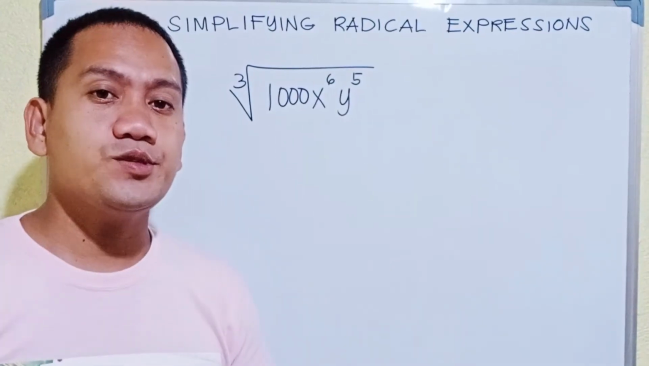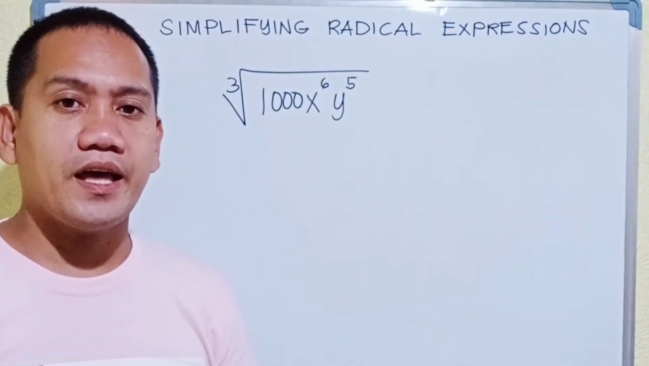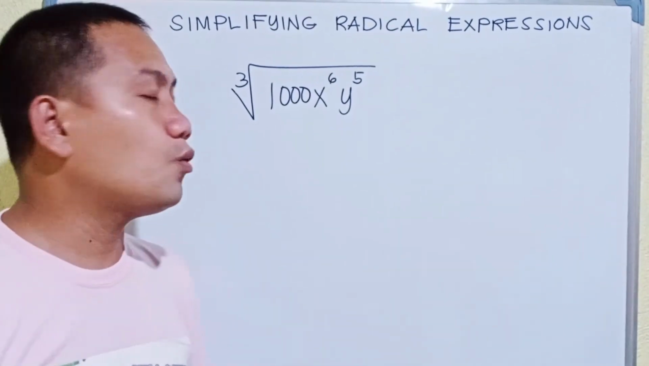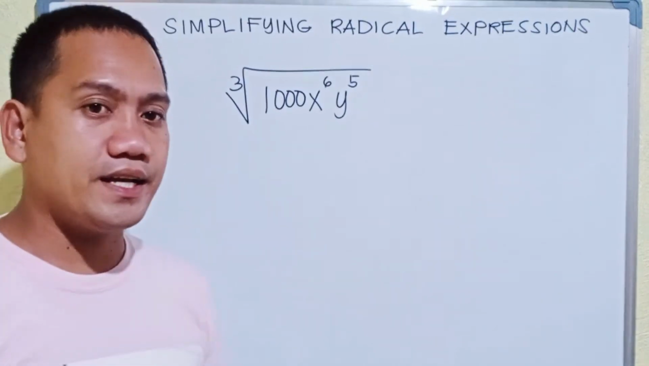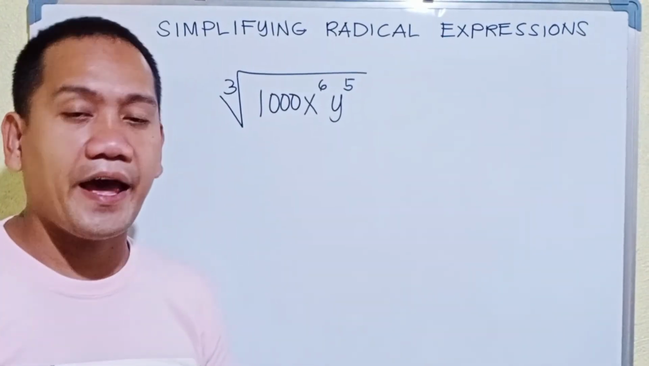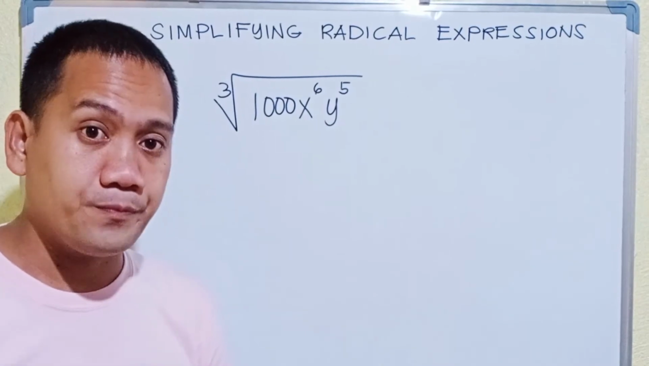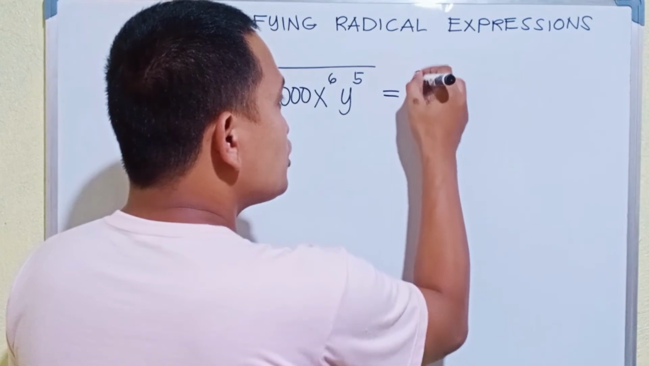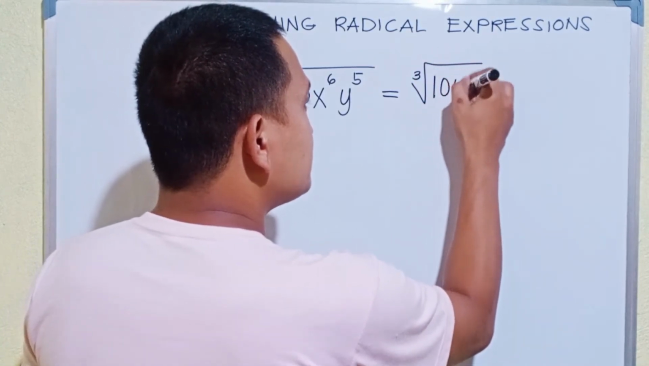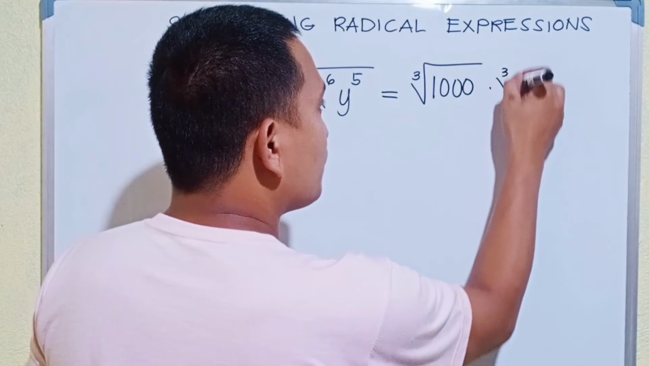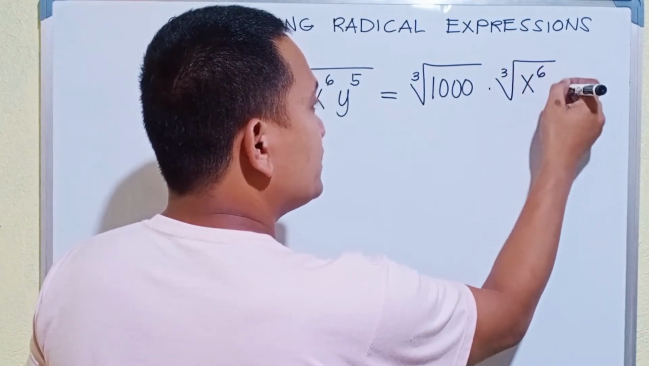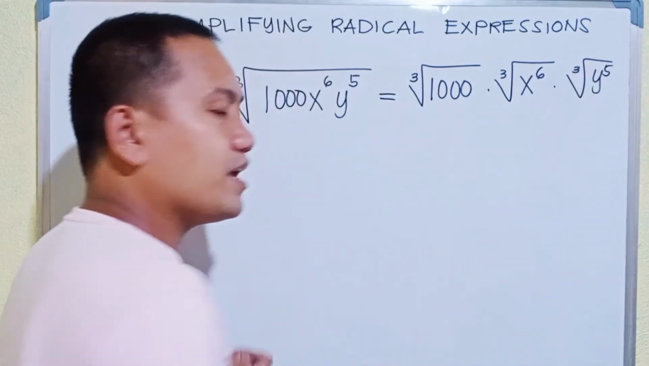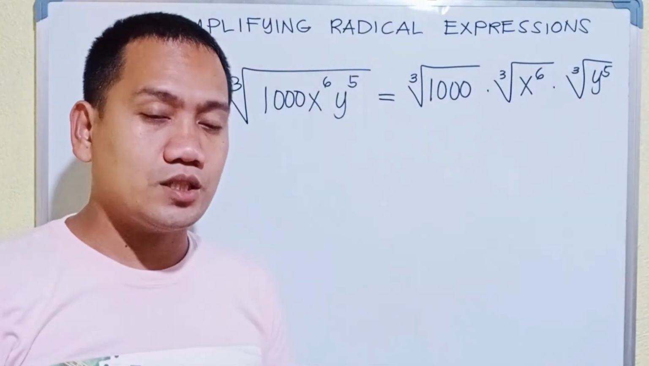This time, let's try to simplify cube root of 1000 x to the 6th power y to the 5th power. From this expression, our index is 3 and our radical is composed of terms 1000, x to the 6th, y to the 5th power. We can simplify our expression by writing them as cube root of 1000 times cube root of x to the 6th power times cube root of y to the 5th power. And that is through the idea of product rule.